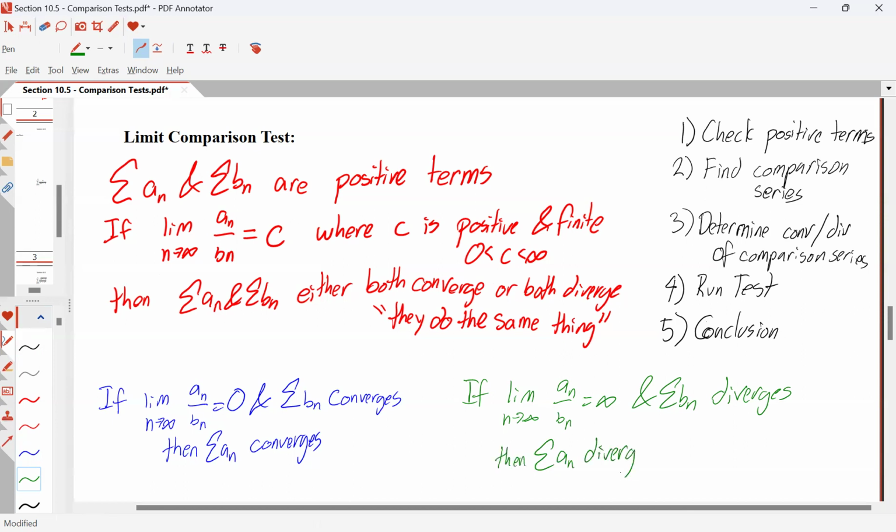So we have two special cases that come up, and when we get those limits, we then have to look back and see, did all the other appropriate properties get met? Specifically, did the comparison series converge or did it diverge?